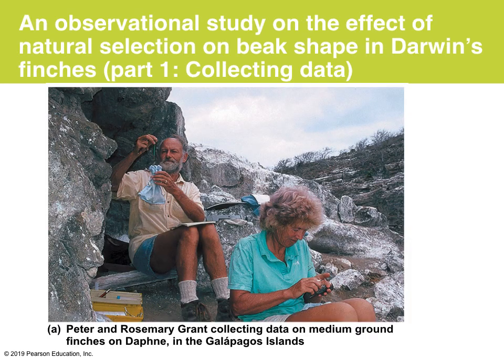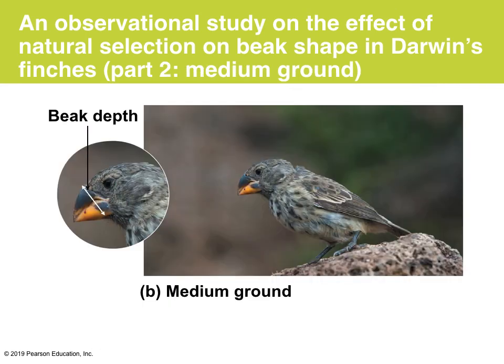So here's a picture of the Grants. Here's the bird in question. If you look at this medium ground finch, and you look at the little inset on the left, you see that white line with the arrow at each end. That's what they measured. So when they talk about beak depth, that's what they're talking about. Basically, how broad the beak is vertically.